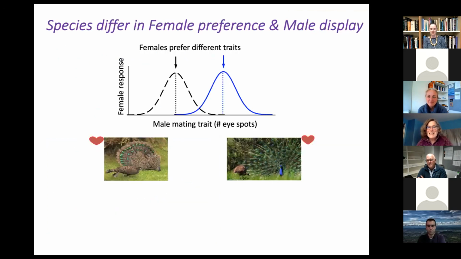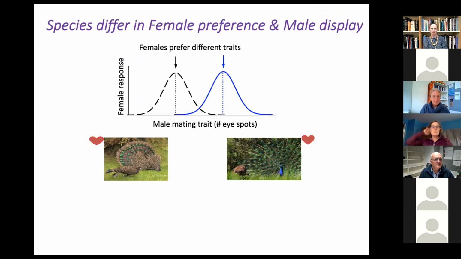So we find that species often differ a lot in female preference and male display. Sometimes these differences are even bigger than the ecological traits that characterize species. And these differences in sexually selected traits are one of the main reasons people think sexual selection might help speciation.